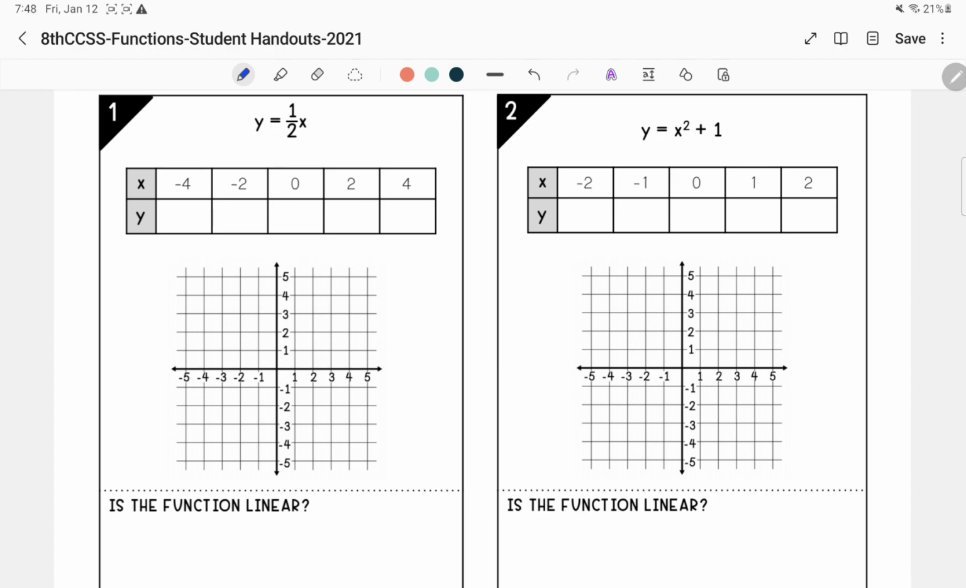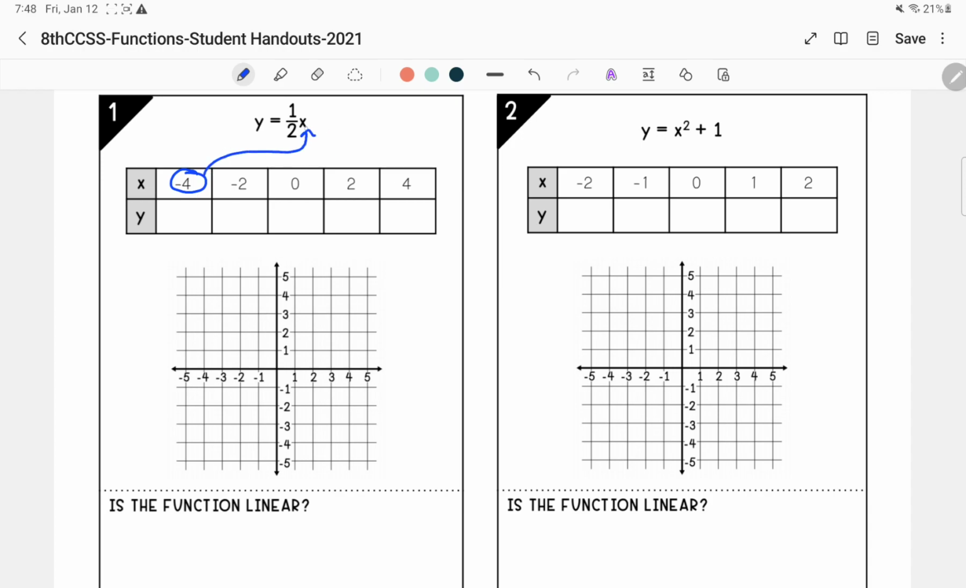Alright, looking down at 1 and 2, we're going to determine whether these equations that they gave us form a linear function. So first step, we're going to fill in the table. We're given this equation, y equals 1/2 x, and we need to figure out from this table, if I know my x values, what are my y values?